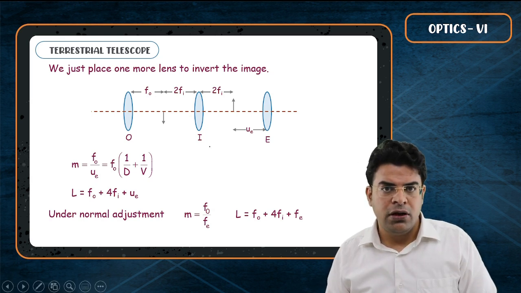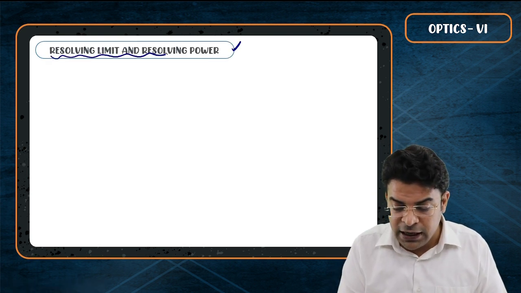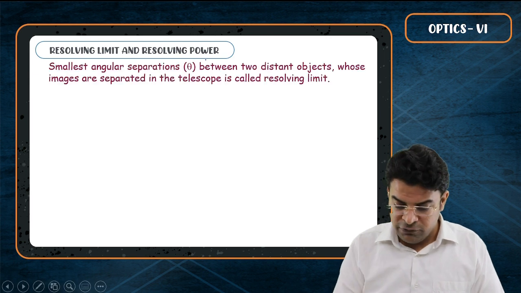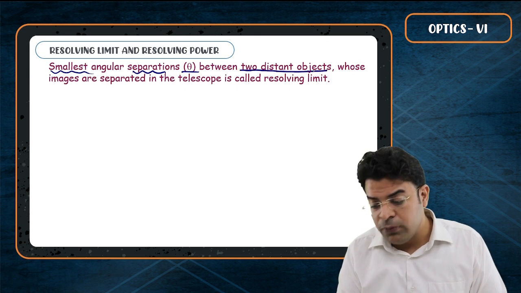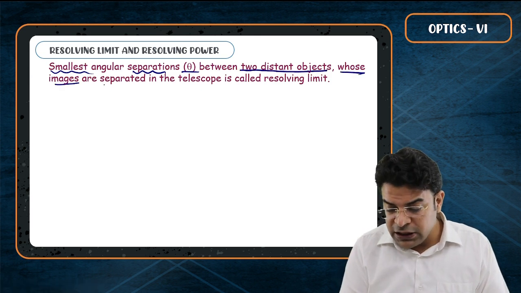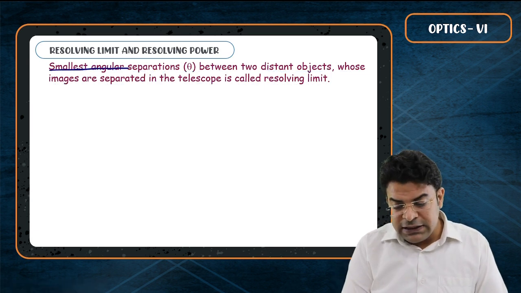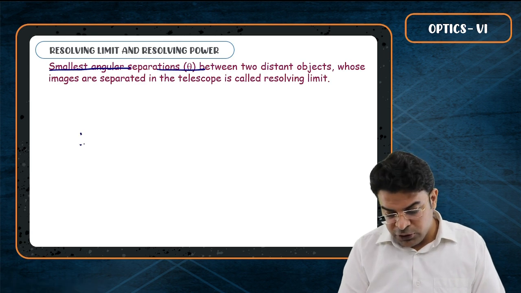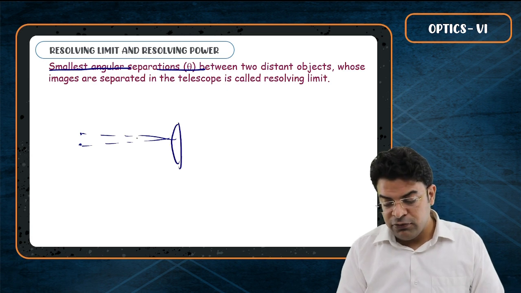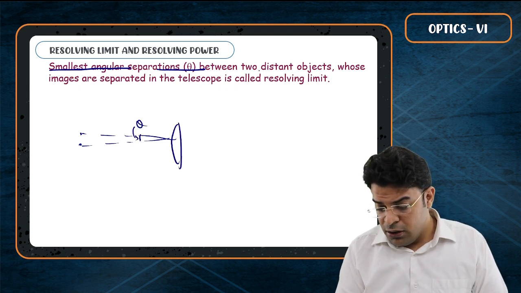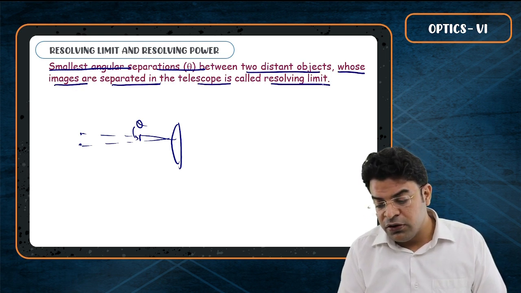That's all. Now bachcho, taking the last thing into consideration, that is resolving limit and resolving power. So first, resolving limit. The smallest angular separation theta between two distant objects whose images are separated in the telescope is called the resolving limit. Once more, the smallest possible value of the angle subtended by two close objects on the objective of a telescope.